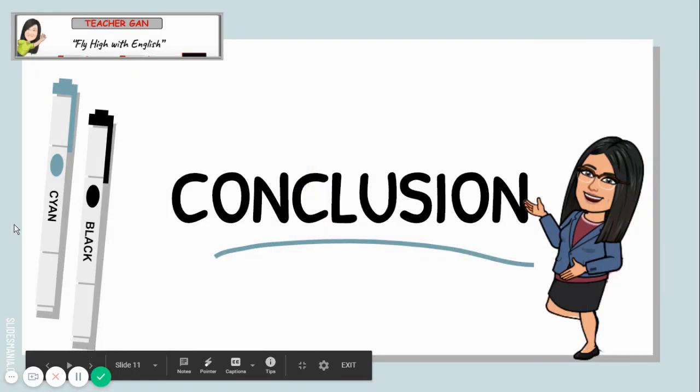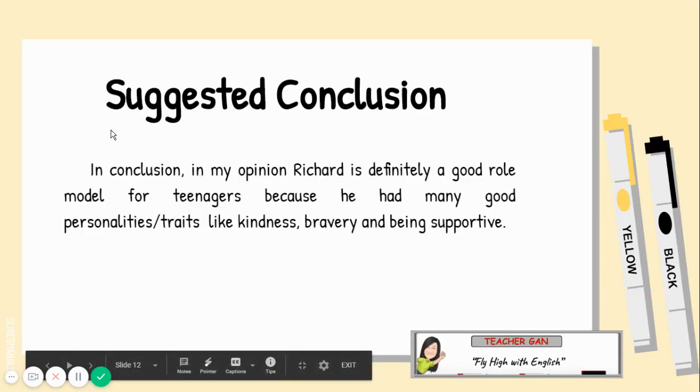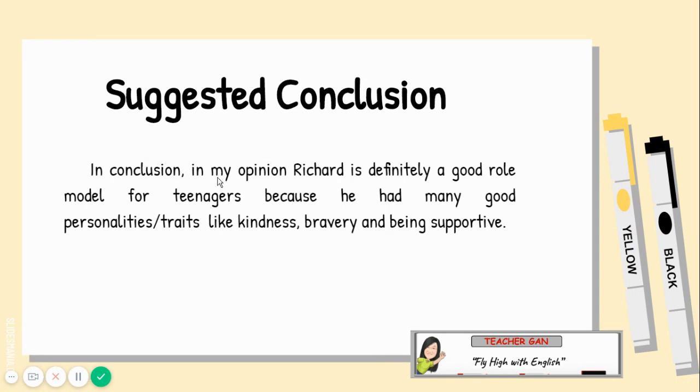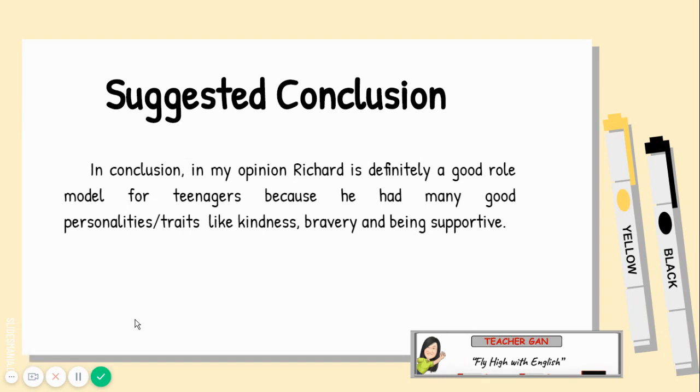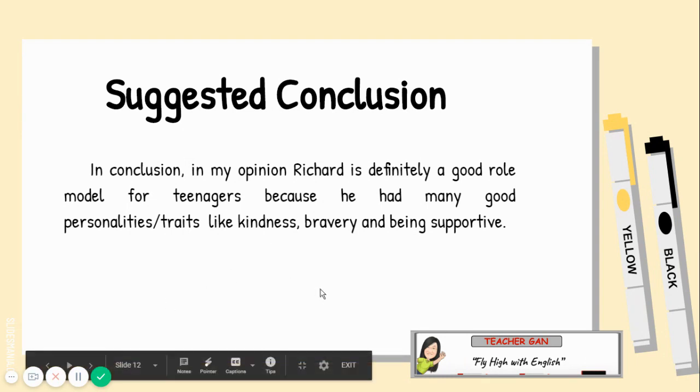Okay, now we're going to move on to the conclusion. This is the suggested conclusion. You can write a simple one. In conclusion, in my opinion, Richard is definitely a good role model for teenagers because he had many good personalities or traits like kindness, bravery, and being supportive.